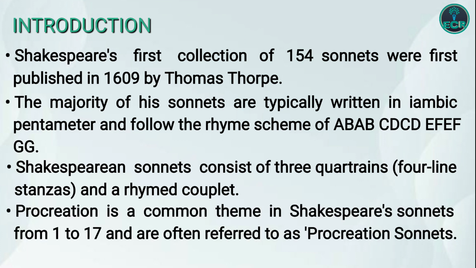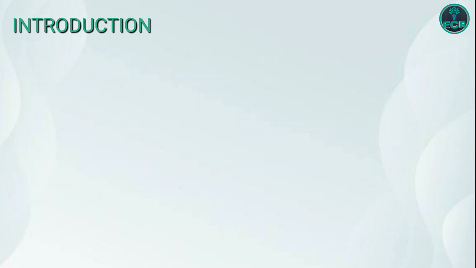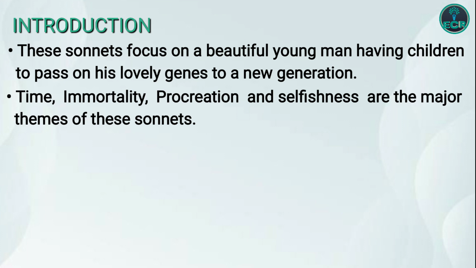Procreation is a common theme in Shakespeare's sonnets from 1 to 17, which are often referred to as the Procreation Sonnets. These sonnets focus on a beautiful young man having children to pass on his lovely genes to a new generation. Time, immortality, procreation, and selfishness are the major themes of these sonnets.